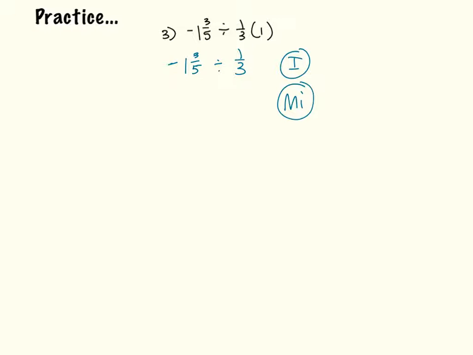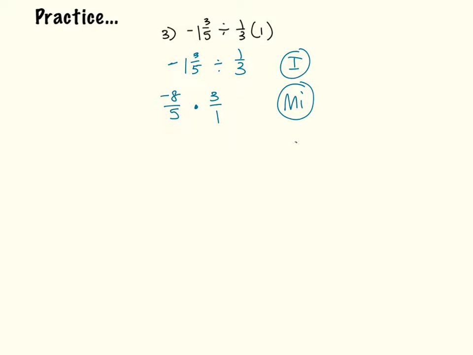However, there's an additional step here. We have to change that mixed number into an improper fraction. Okay, so the 5 times the 1 is 5 plus the 3 is 8. So negative 8 over 5 is that number as improper. Change the division to multiplication. Now, don't forget, we have to take the reciprocal of the following number. So we have to put down 3 over 1.